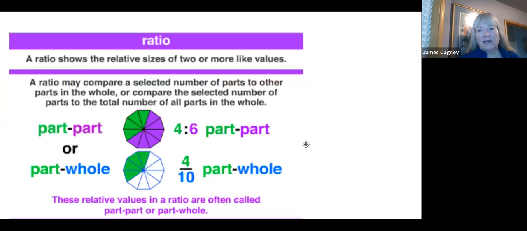Here's another way of looking at a ratio. I can talk about part to part. So if I have this complete shape, I could talk about the part to part. I have 4 compared to 6. I can compare a part to a whole, so I have 4/10. So a ratio shows the relative sizes of 2 or more like values.